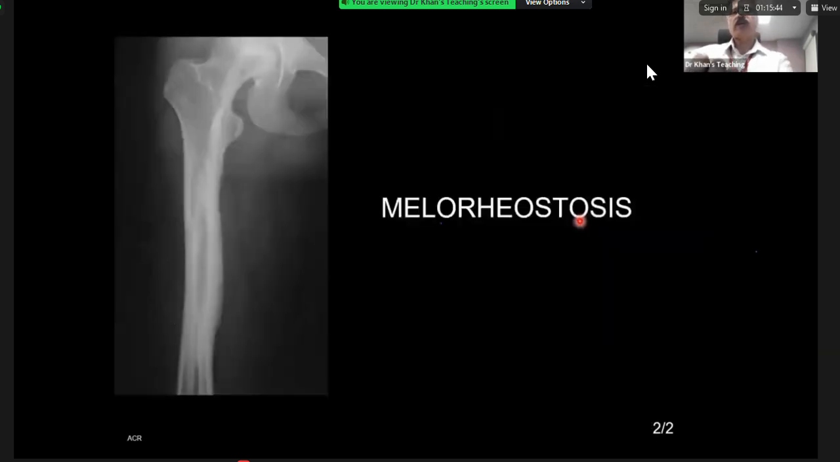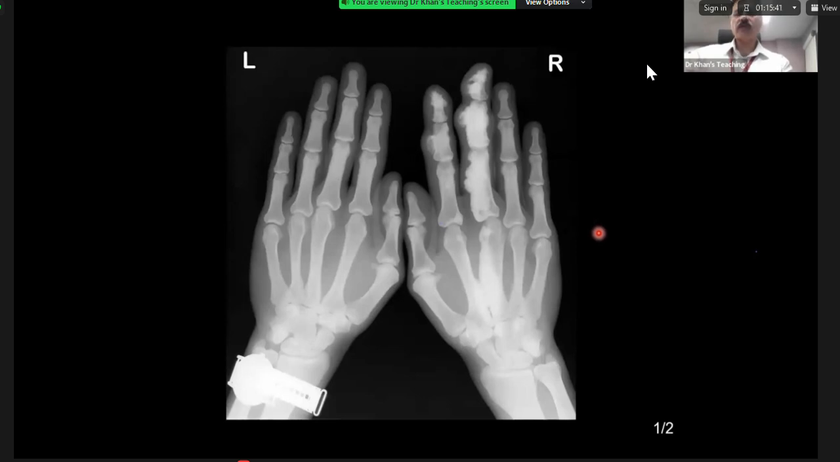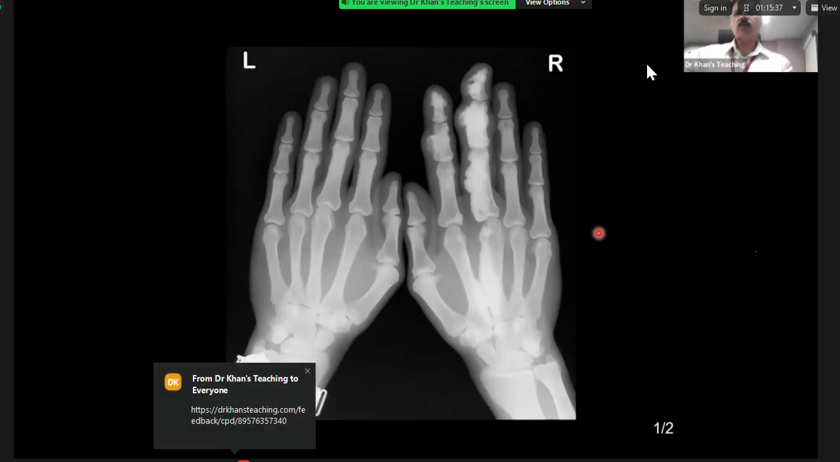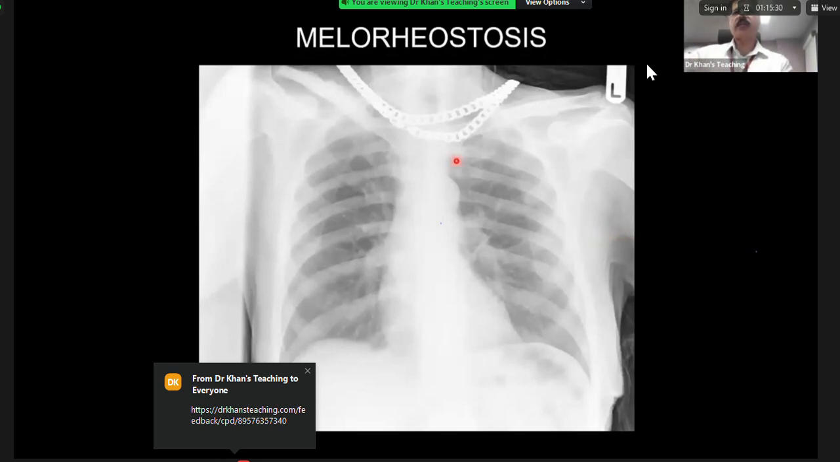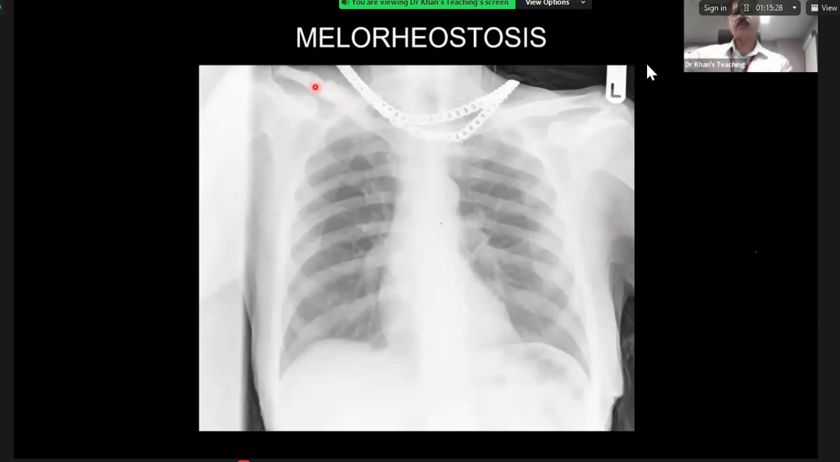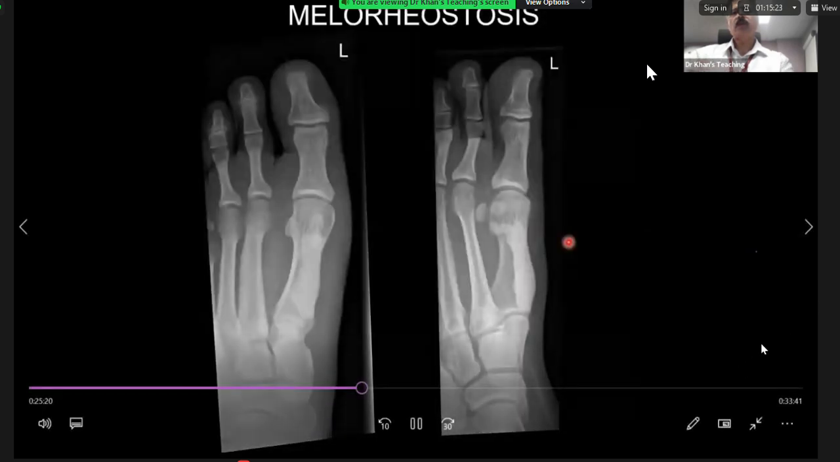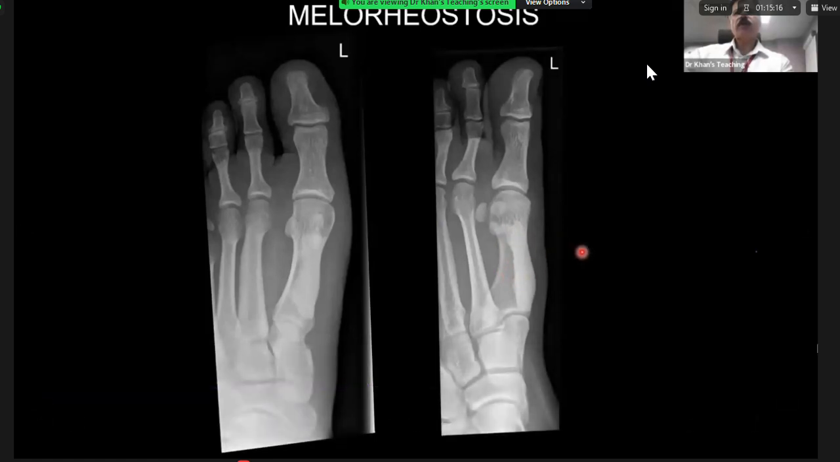So this is melorheostosis, and I will show you a few further cases as examples. This is in the hand, this is in the clavicle, and this is in the first metatarsal. So if you know it, it's very simple. Otherwise, you will always be struggling with it.